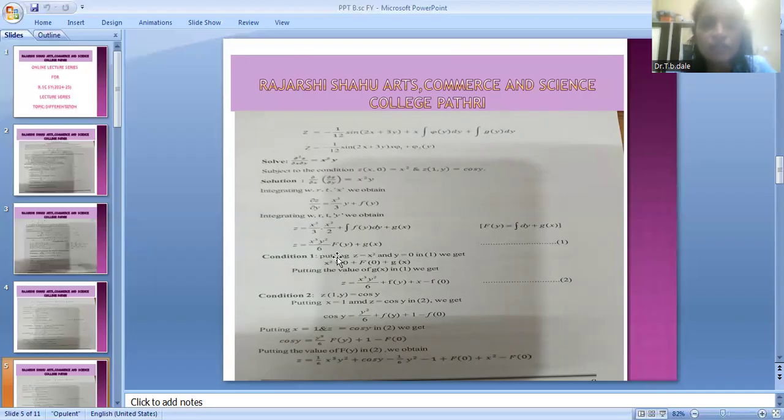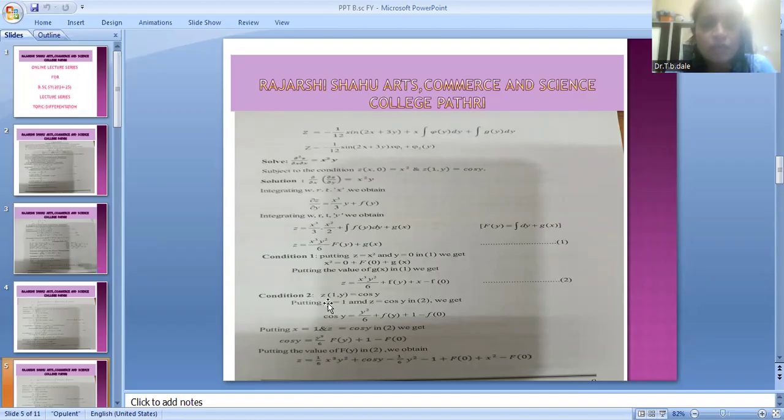In condition 1, putting z = x² and y = 0 in 1, we get x² = F(0) + g(x). Putting the value of g(x) in 1, we get z = x³y²/6 + F(y) + x² - F(0). This is condition number 2.